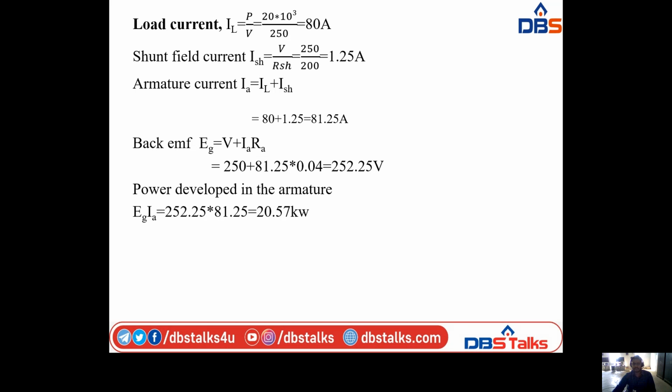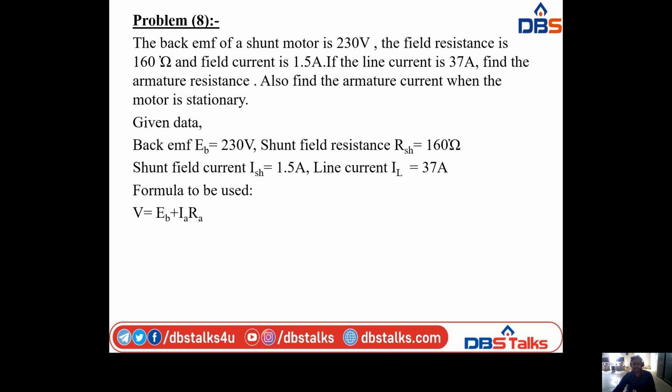Okay, and next coming to the eighth problem, that is the back EMF of a shunt motor is 230 volts. The field resistance is 160 ohms and field current is 1.5 amperes. If the line current is 37 amperes, find the armature resistance. Also find the armature current when the motor is stationary. So from this problem we have to calculate the armature resistance RA value and armature current IA value.